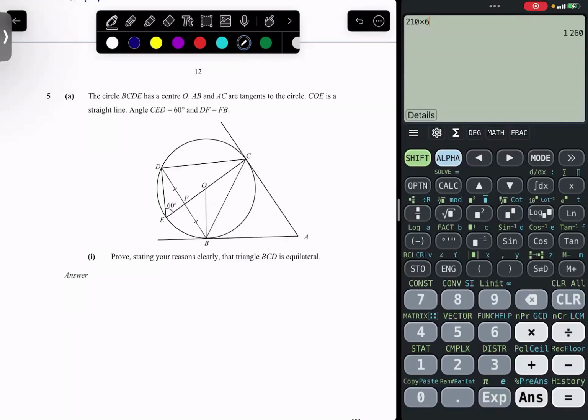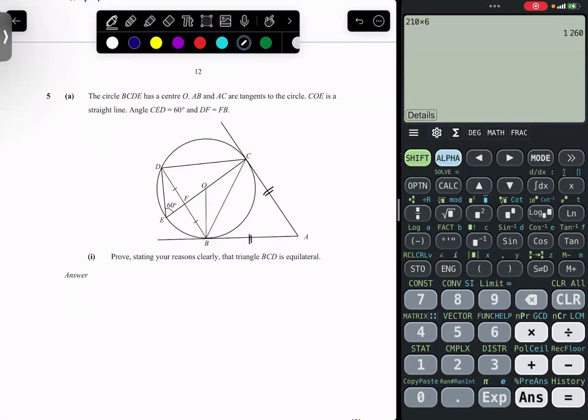Question 5. The circle BCDE has a center O. AB and AC are tangents to the circle. Right? Tangents to the circle is important to mark that these two lines are equal as well. COE is a straight line. Okay, angle CED equals to 60 degrees. All right. Prove, stating your reason clearly, that triangle BCD is equilateral.